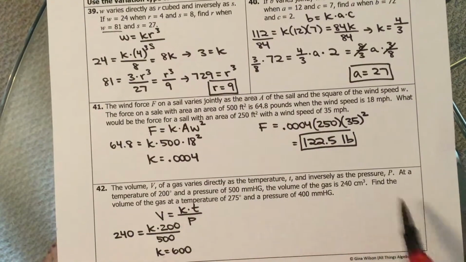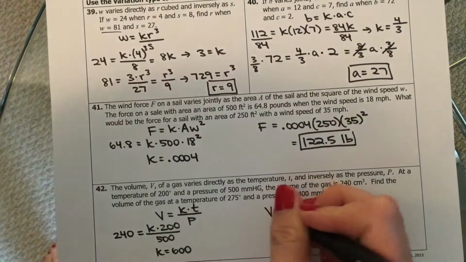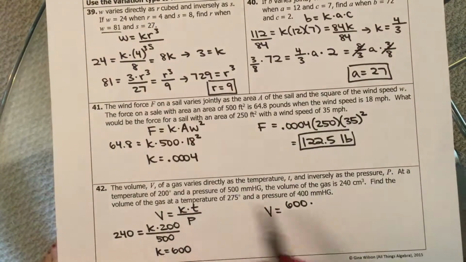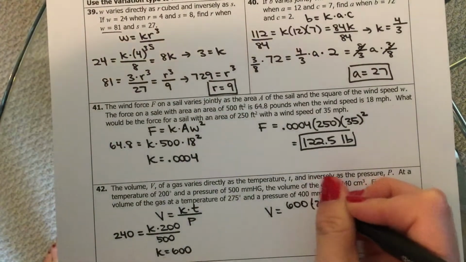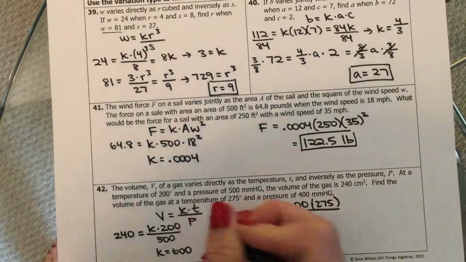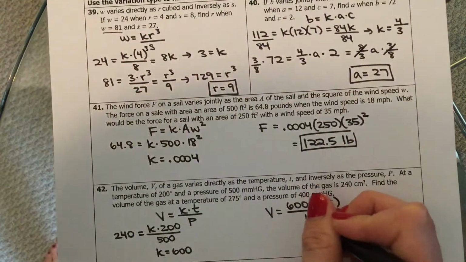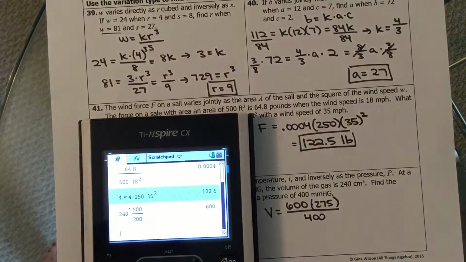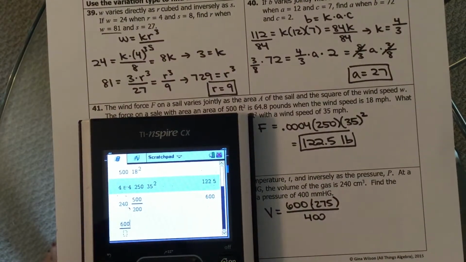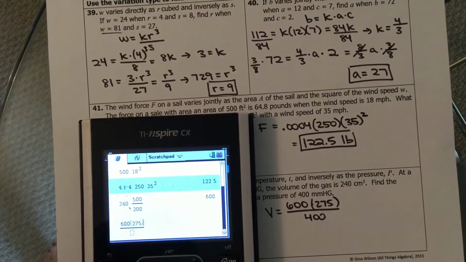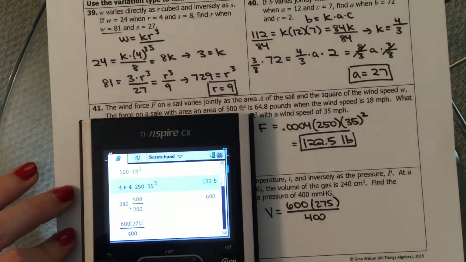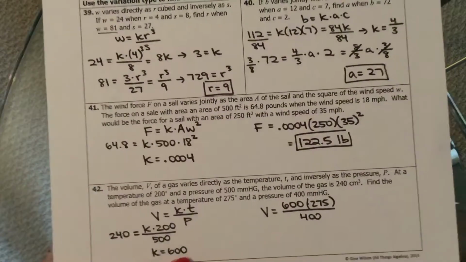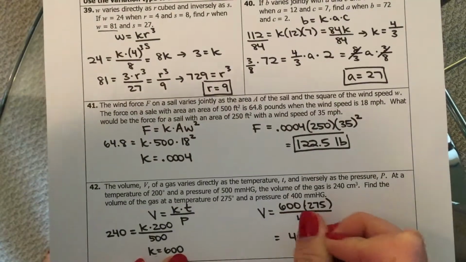So we are going to set up, it says find the volume of the gas. So V equals, we now know that K is 600 times T. So this is a temperature of 275. And pressure is the inverse variation. We're subbing that in as 400. So just take that numerical expression, sub it in, and we'll get volume. So we have 600 times 275 divided by a pressure of 400. And that reduces down to 412.5. So that's your volume.